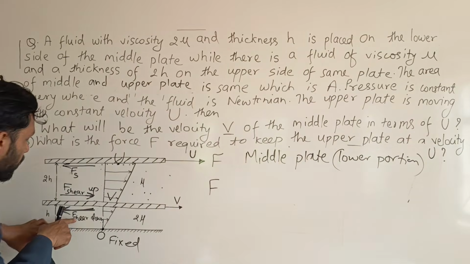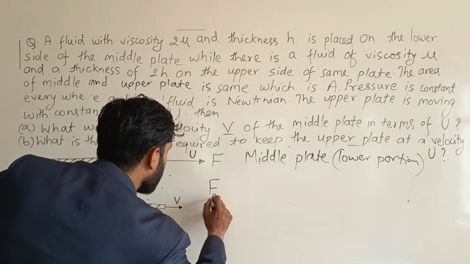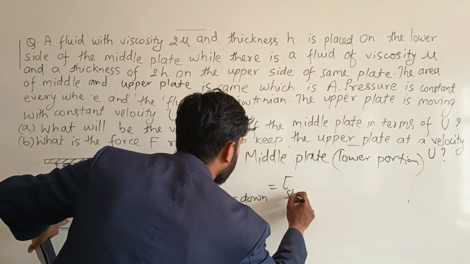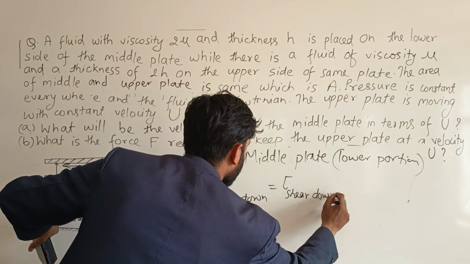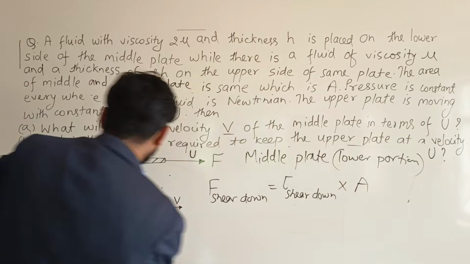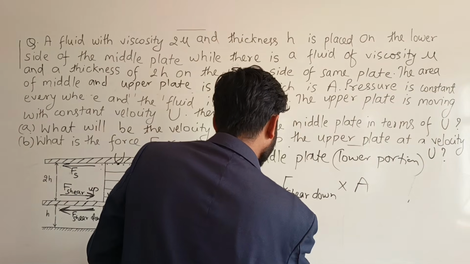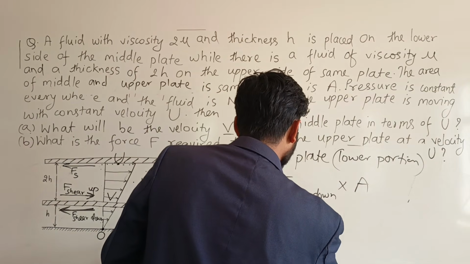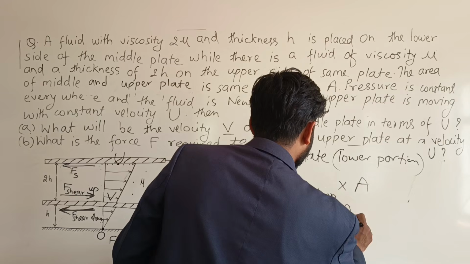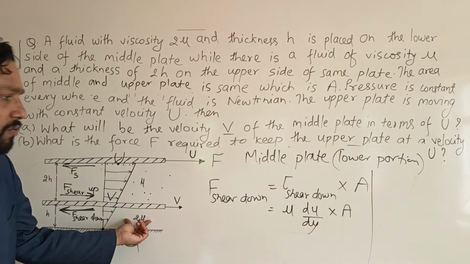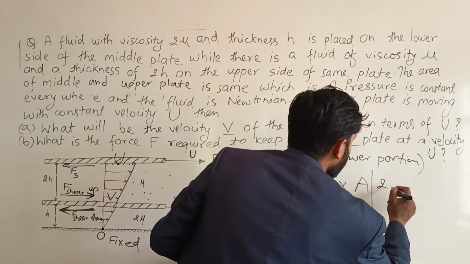We are going to find out the F shear down. To find F shear down, tau shear down into area, and the area is the same at the upper portion and the lower portion. Tau shear down is mu du by dy into area. How much is mu here? Mu is 2 mu here.